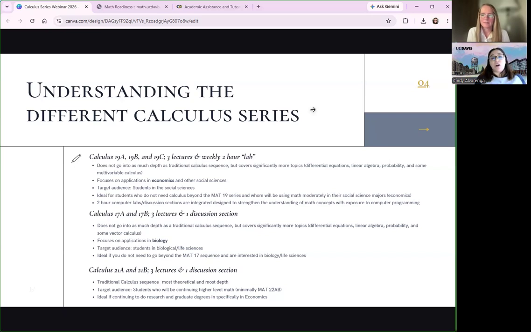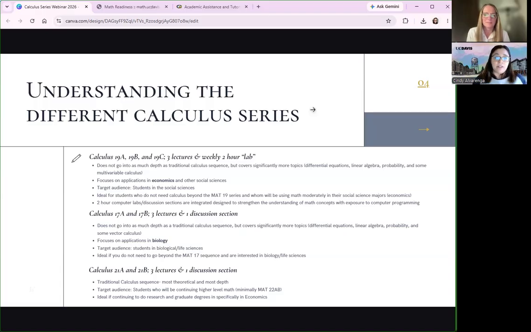The target audience is the students in social sciences, including yourself. And it's ideal for students who don't need more than that. As economists, the most that you need is Math 19A, B, and C. And like I said, it has a 2-hour computer lab with the discussion integrated, so you understand the math concepts.